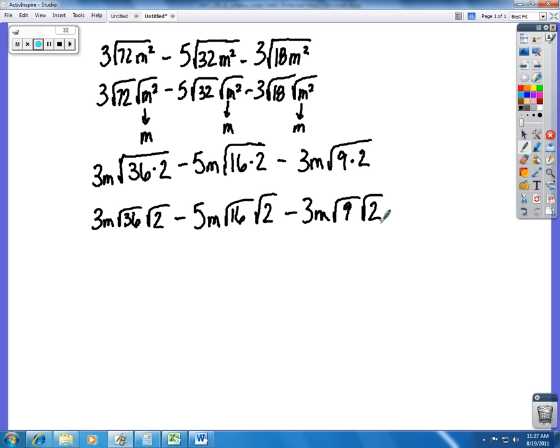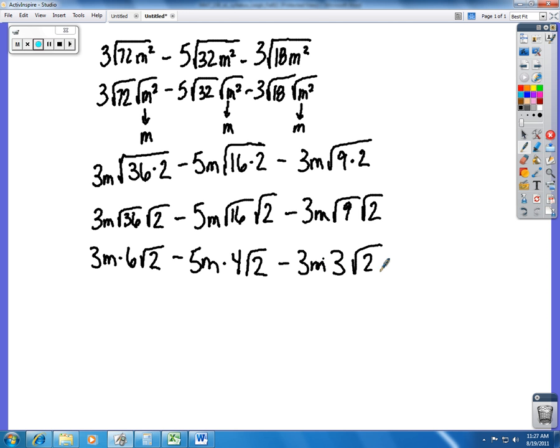Okay? And now, since all of these are perfect squares, these all work out into nice, neat, pretty integers. Okay? So I now have, instead of 3 times m times the square root of 36, 3m times 6 times the square root of 2 minus 5 times m times 4 times the square root of 2 minus 3 times m times, I'm sorry, there shouldn't be a square root there. Working on autopilot. So we've got 3 times m times 3 times the square root of 2.